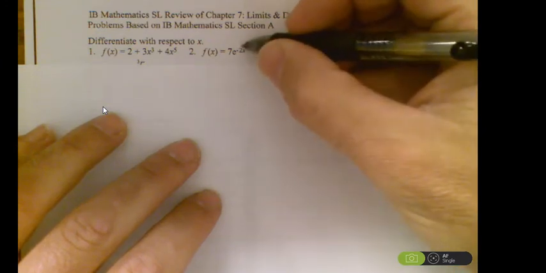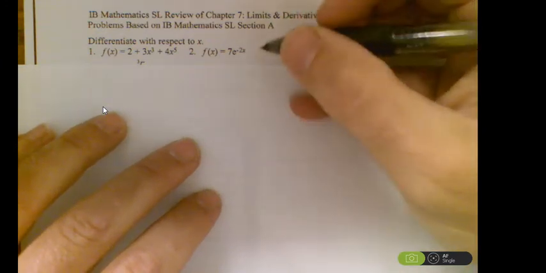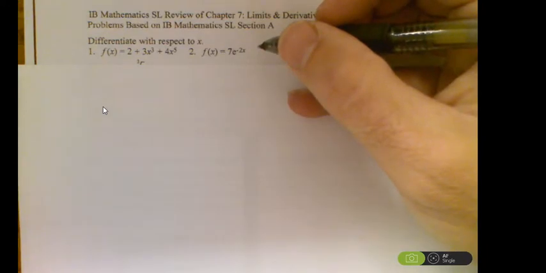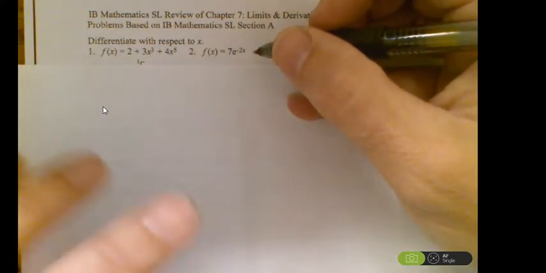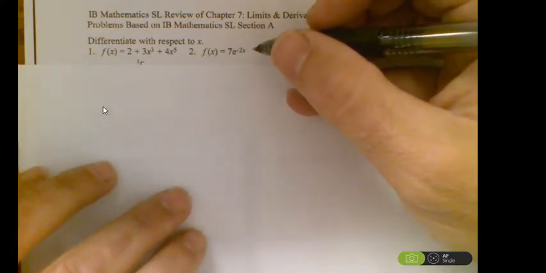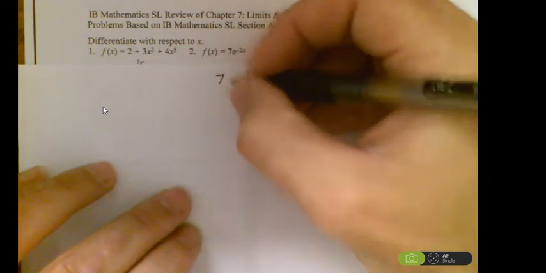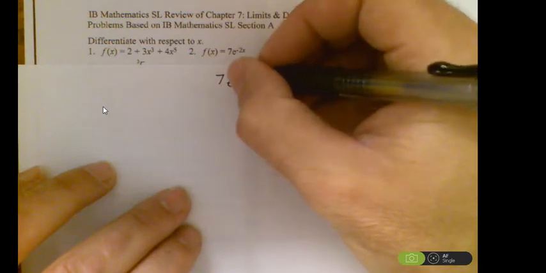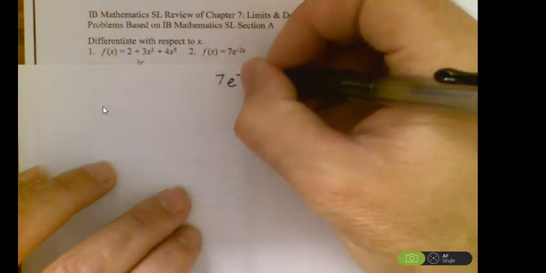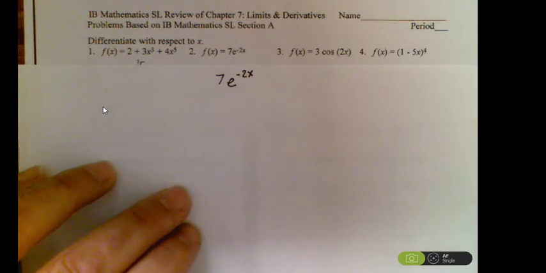So keep in mind for something like this, when you have an interior function, that means you have a function within a function. There's always one extra step you have to take, and that's how the chain rule works. So for this one right here, the basics of e to anything we know is that same item. So e to the negative 2x, the derivative of that is e to the negative 2x.